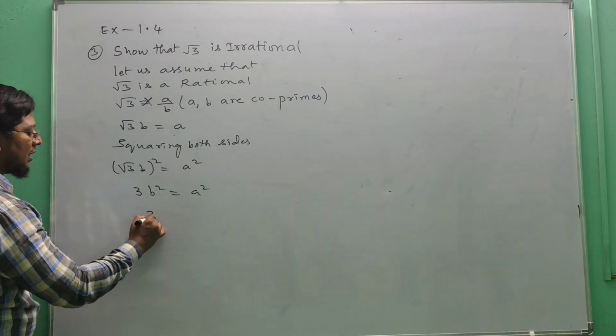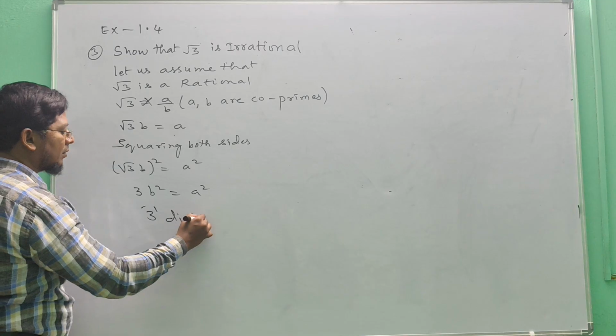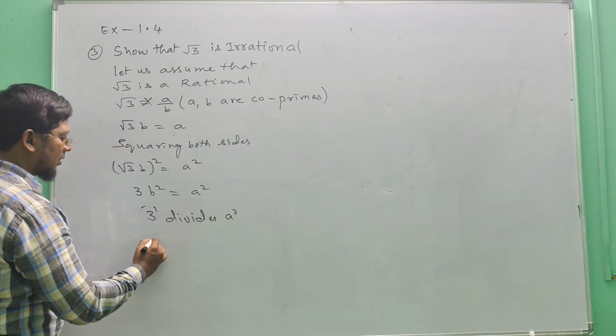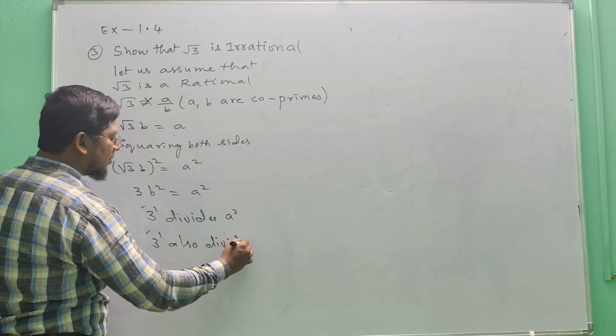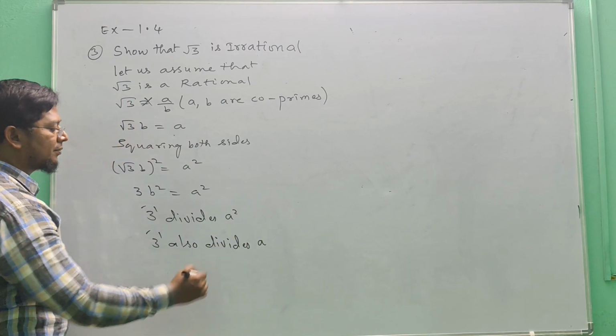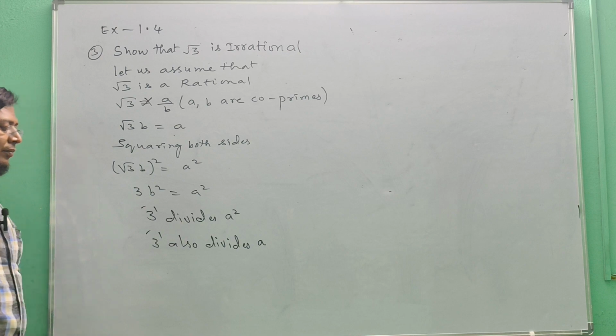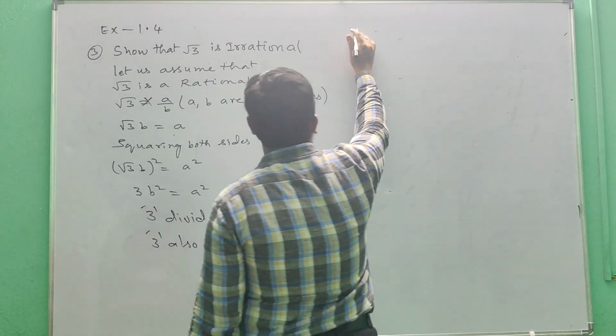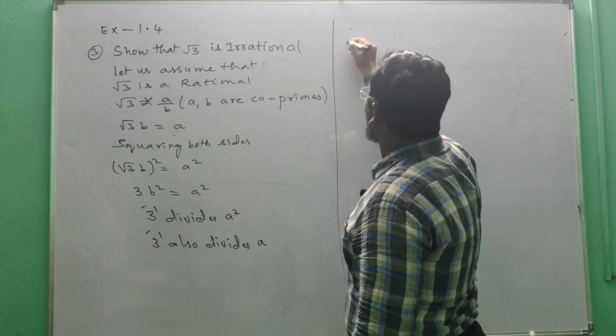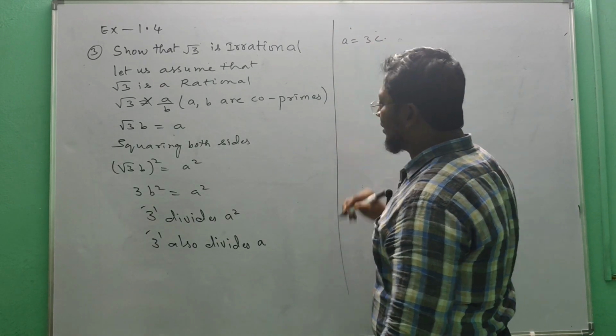Similarly, 3 divides a square, 3 also divides a. 3 also divides a. So what is a? We assume a is equal to 3c.